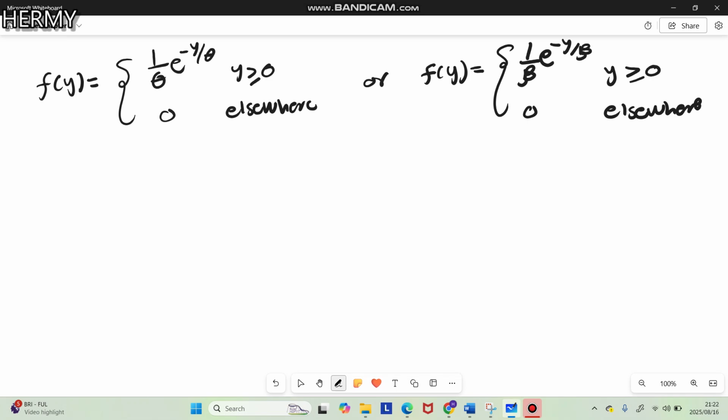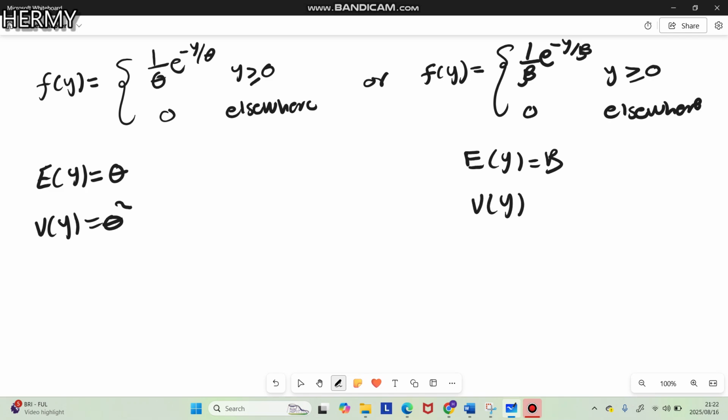Yeah. So, good people, let's understand each other. Remember, this side, I said the expected value of y is theta, because there's a theta here. And the variance of y is theta squared. What about this side? This side, the expected value of y is beta, and the variance of y is beta squared.